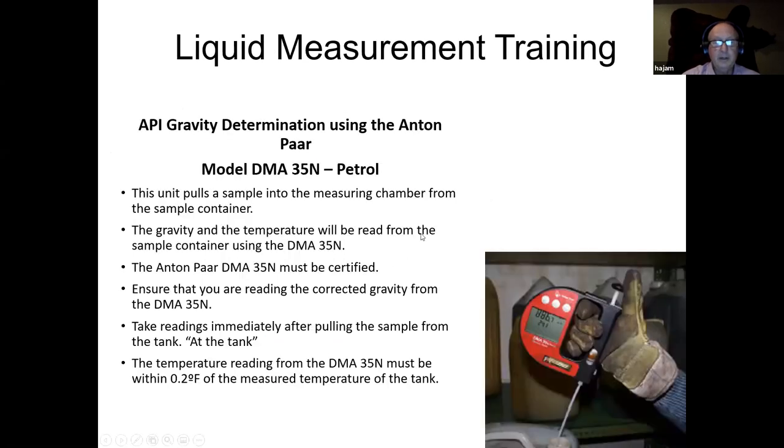One thing I want to mention before we move on is that there are other means of measuring API gravity. There are instruments that can be used to read it directly. That takes the hassle out of it and removes some of the human interface where mistakes could be made, reading the meniscus, reading the temperature. These devices are available on the market and they are certifiable, so make sure they're certified. You would also send it to a metrology lab or certifying agency to have it verified and checked.